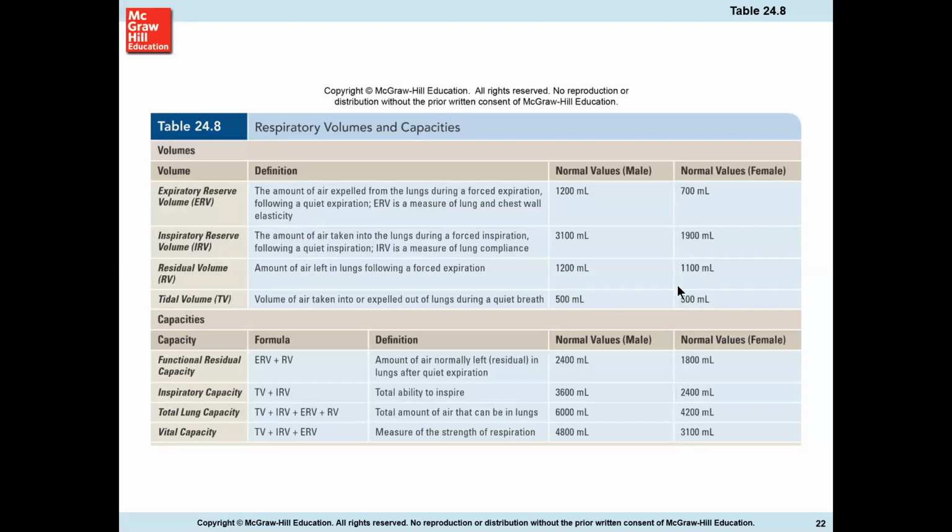So here are the capacities. I like to start here with your tidal volume, and I'm showing you in milliliters. Of course, this is for a demographic, right? So this is the lowest amount of air. It's a quiet breath, just without thinking about it. This involves inhalation and exhalation, one breath. So it's 500 milliliters.